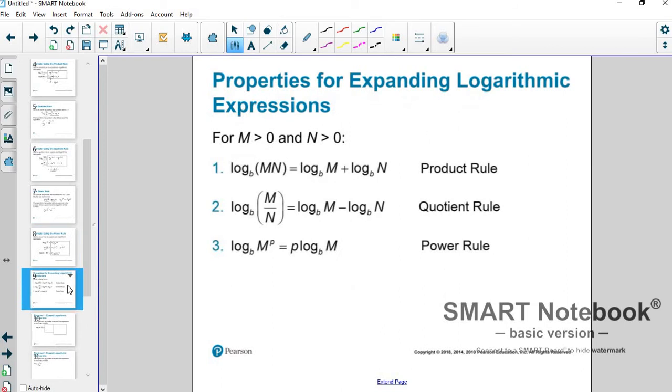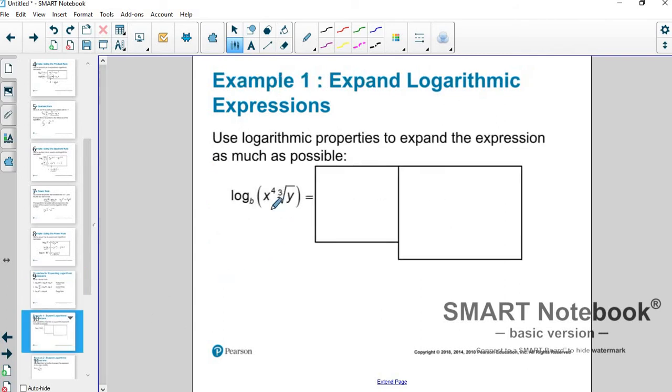So just to summarize, and you probably want to put these down somewhere on a flashcard or something in your notes, product, quotient, and power rule. These are the 3 rules we're going to need. So let's put them together. We want to expand this logarithm as much as possible. Expand, the terminology there simply means that we don't want any products, no quotients, and no powers other than 1.